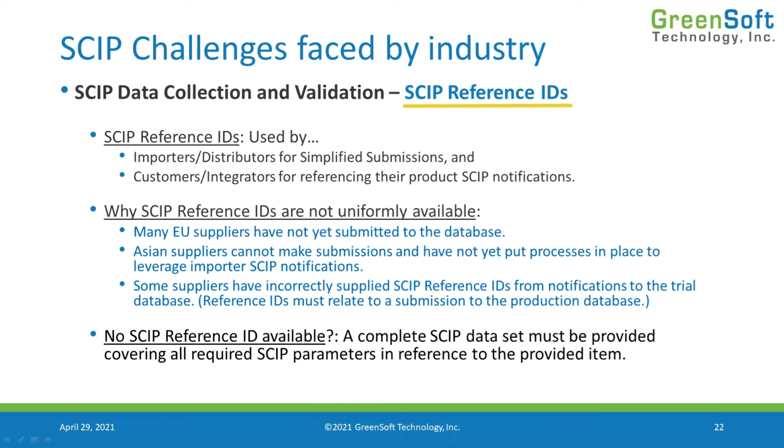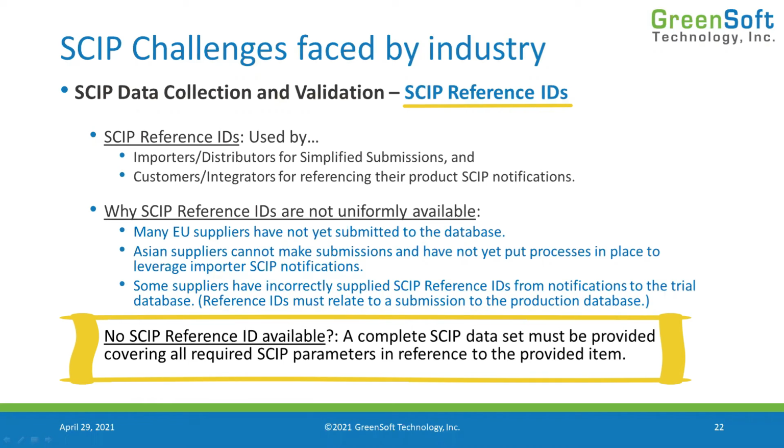Now, the problem here is that since these are not available, we have to be able to cover all the SCIP parameters, whether the reference ID is available or not. So if they don't give us a reference ID, then we have to provide the article, the concentration, the category code, the material code. All of that information has to be provided then because we don't have this reference ID.